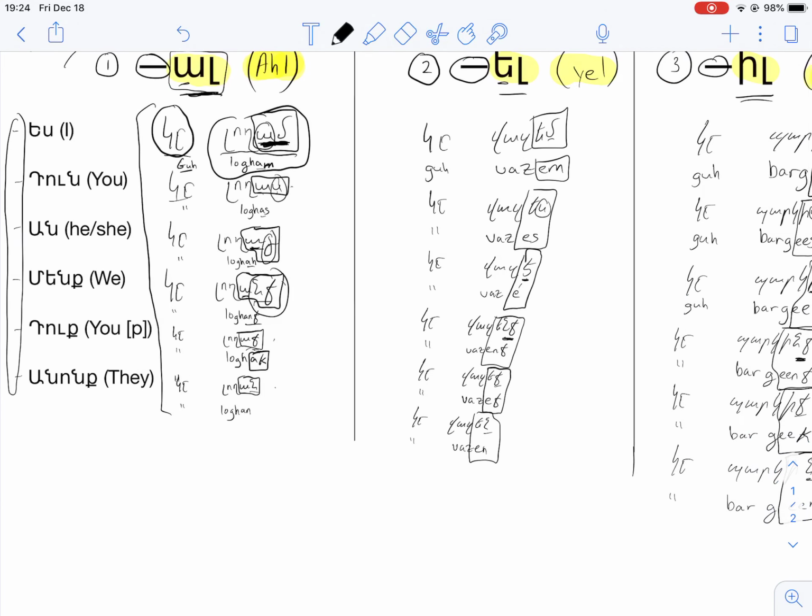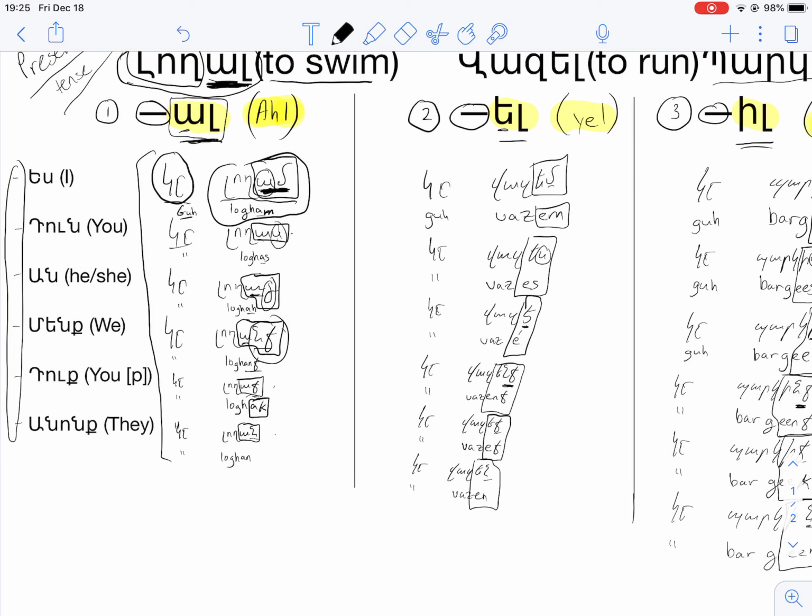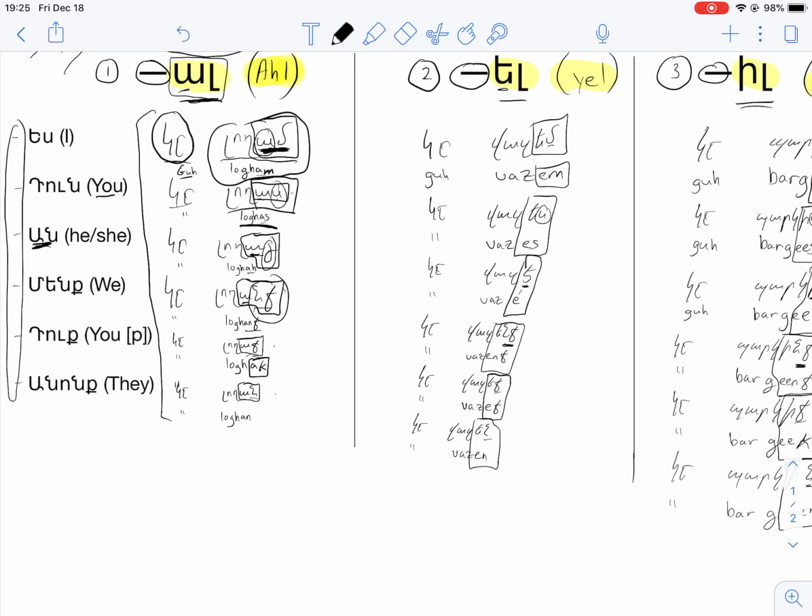Now that's for I. Then it's tun. You, tun. G logas. Okay? And the ending is as. So it went from al to as. Yes gelogam, tun gelogas. Okay, I have it phonetically here. On, which is he or she, ge loga. Okay, and so we have an ip and a he, and phonetically it's a. Okay.